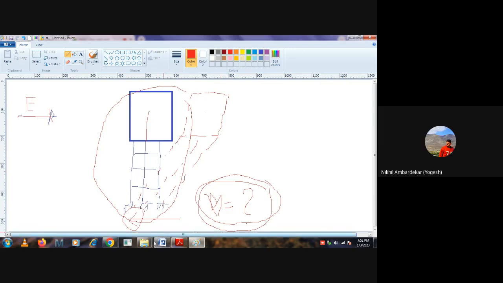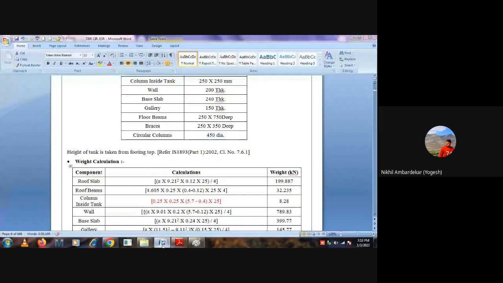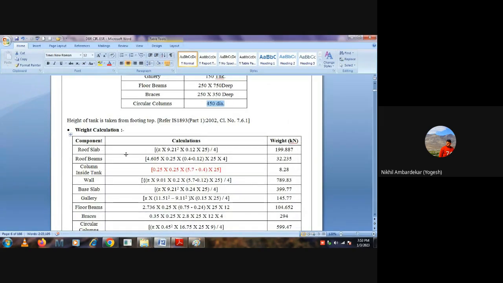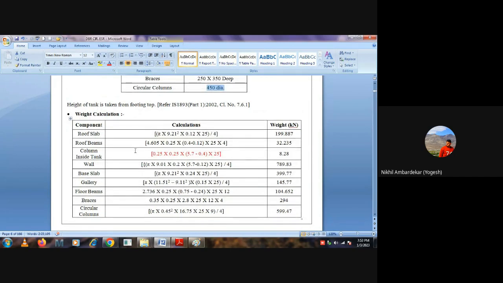Yes, sir. Okay, so basically we need to find out the self-weight of the structure. Based on that it will attract the seismic force, and it will be transferred to the base. So our first step to calculate base shear is the calculation of the weight of different components. It's very simple, just multiplication and addition. We will calculate the weight of the roof slab. How to calculate? Pi by 4 d square into density.